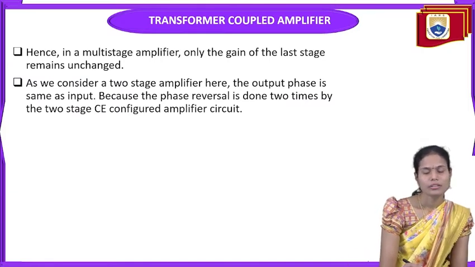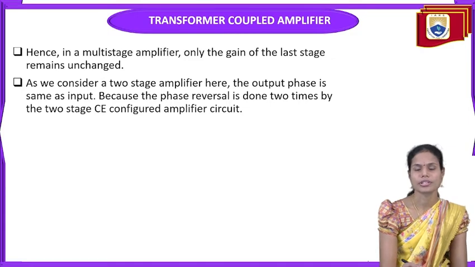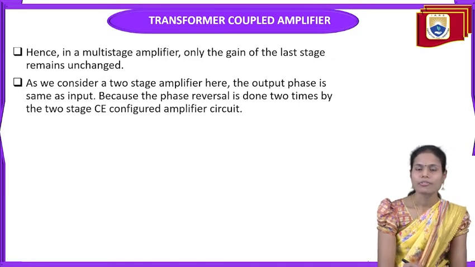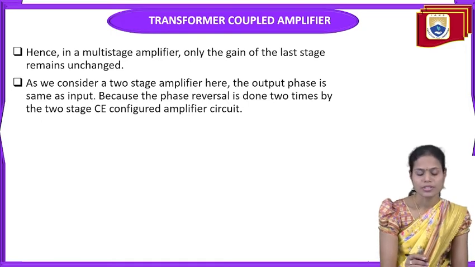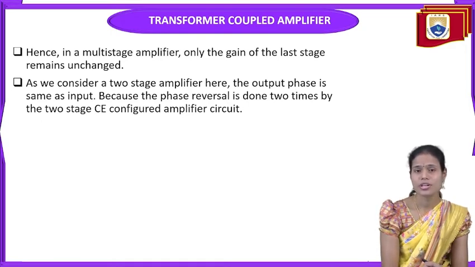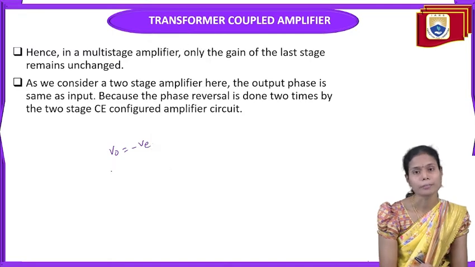So in the case of a transformer coupling amplifier or any multi-stage amplifier, the final stage gain is unchanged here. And also, if we see the phase angle of the output voltage, generally if you take the single stage common emitter amplifier, output is in negative form. Why? Because output is 180 degrees out of phase with the input signal.